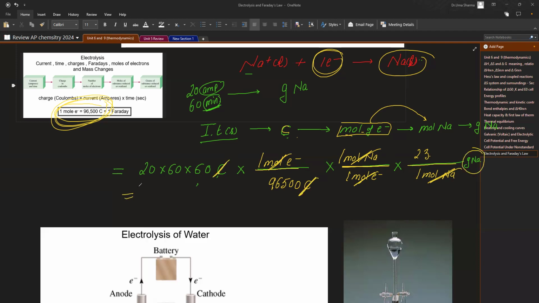And take care, I have given you one sig fig here. I didn't place any decimal. So the answer should be in one significant figure. So what's the final answer?